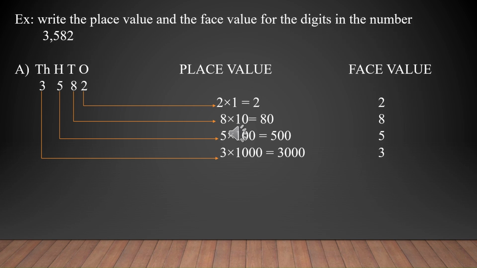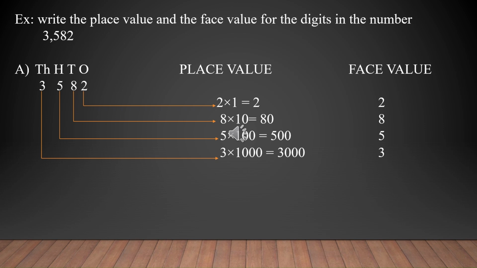Here is one example given to you. Write the place value and the face value for the digits in the number 3582. First, write the place values of the given number. 2 is in ones place, 8 is in tens place, 5 is in hundreds place, 3 is in thousands place. Now come to the place value. What is the place value of 2 here? 2 is in ones place, so multiply 2 with its place value, that is 1. 2 into 1, that is 2. And what is the face value of 2 here? Face value will be the number itself, that means 2. Face value of 2 is 2.